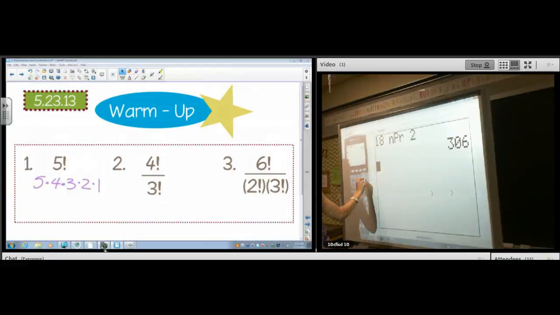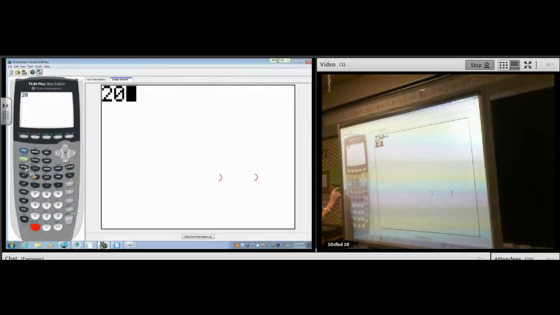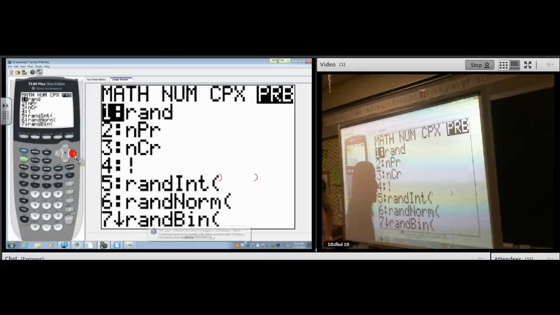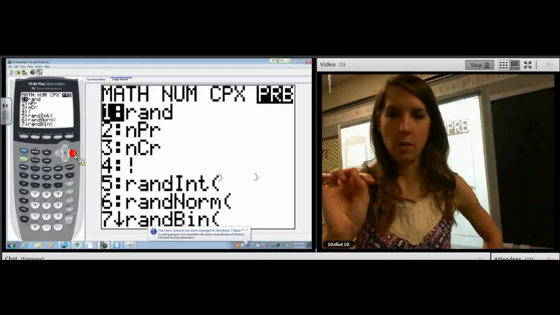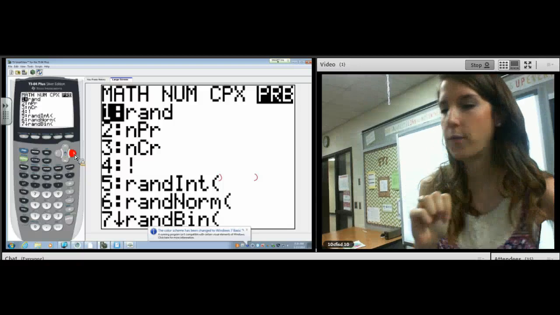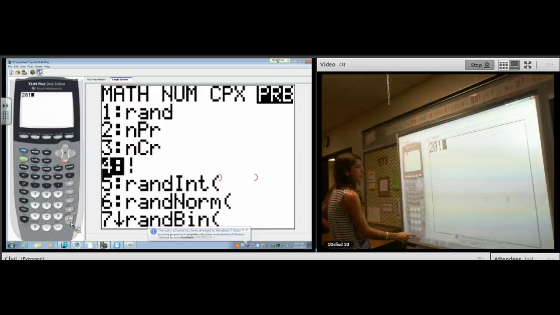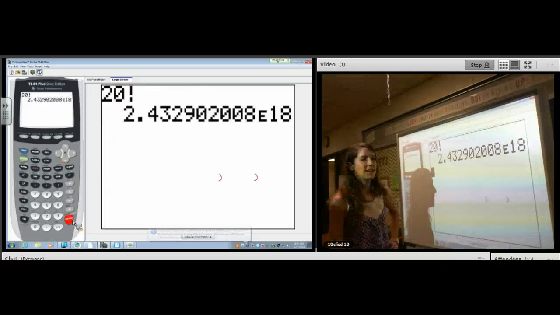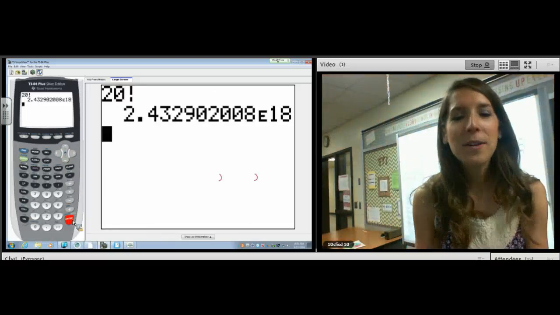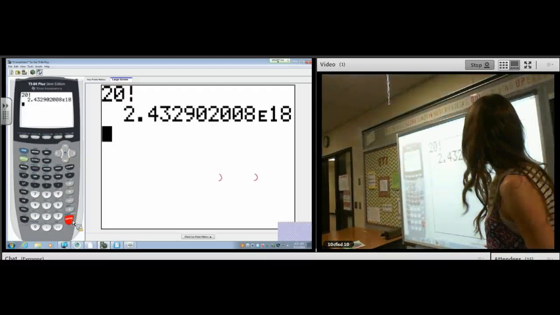So on your calculator, you would do 20 and you would do math, and then you go over to the one that says probability, PRB, because that's our short little unit we're about to do. Probability. And then do you see the factorial? It's number 4. And then the calculator will evaluate it for you and get a nice huge number because 20 factorial is huge. We will get into what permutations are in a minute, Quan. Okay. All right.